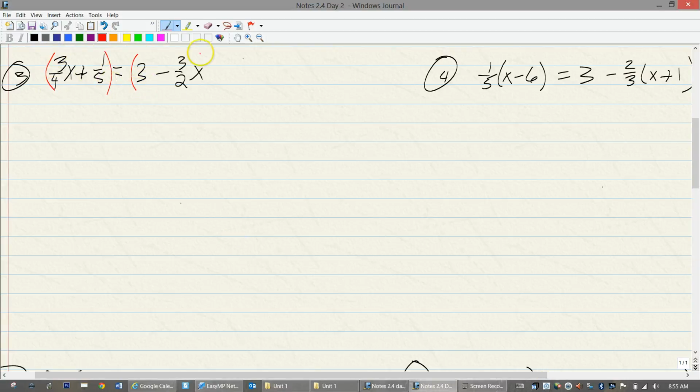Multiply by what? 6. You see that's a 5 and a 4. 20. We do the least common denominator. Remember, if you're having trouble finding it, you could prime factor 4 as 2 and 2. Prime factor 5, well, that's just 5. Prime factor 2 is just 2, but line it up with another 2. So it's 2 times 2 times 5, which is 20.